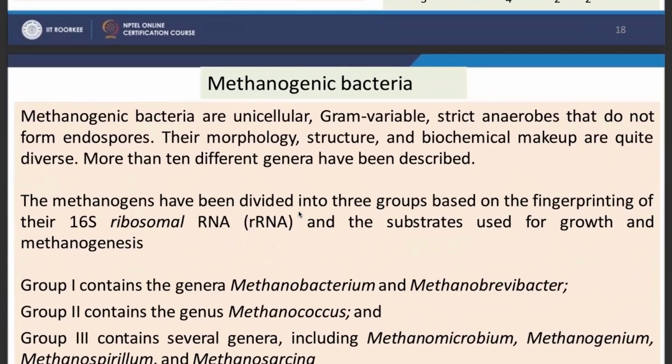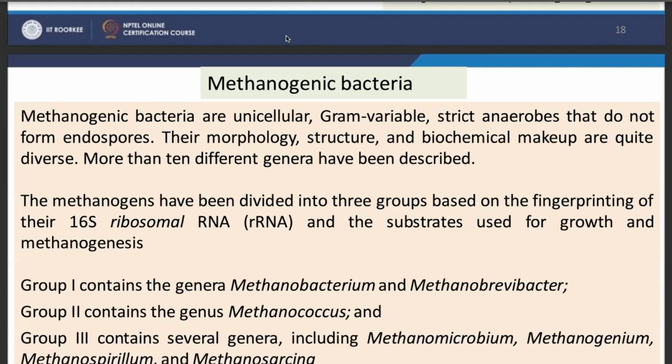Methanogenic bacteria are unicellular, gram variable, strict anaerobes that do not form endospores. Their morphology, structure, and biochemical makeup are quite diverse. More than 10 different genera have been described. The methanogens have been divided into three groups based on the fingerprinting of their 16S ribosomal RNA, or in short rRNA, and the substrates used for growth and methanogenesis, right? So, what kind of bacteria are methanogens? They are unicellular, that is, they are single cell.